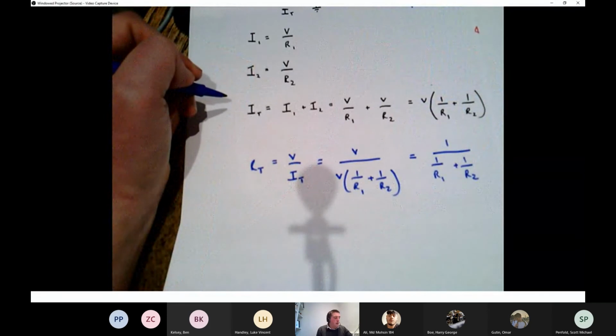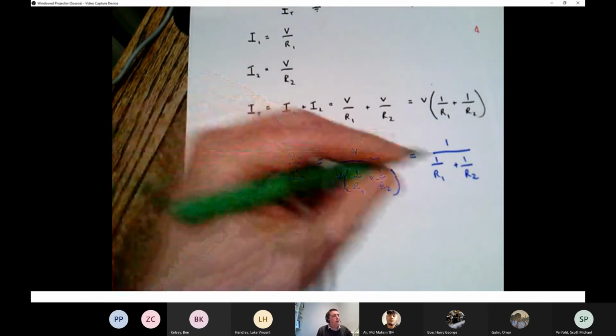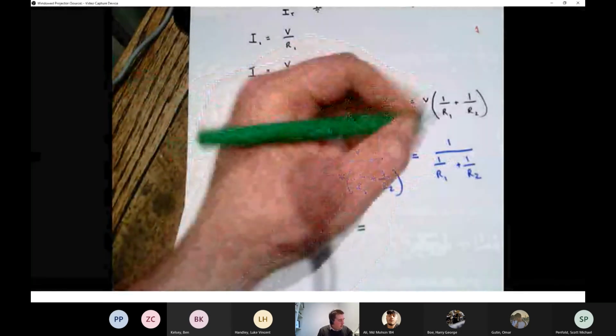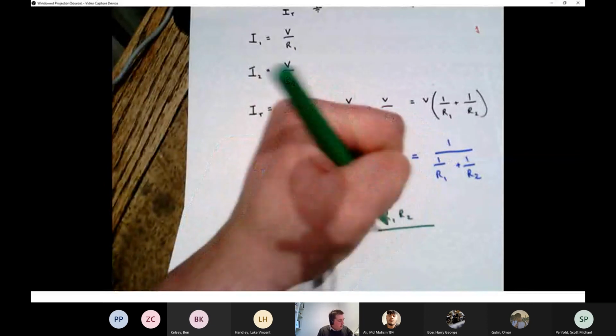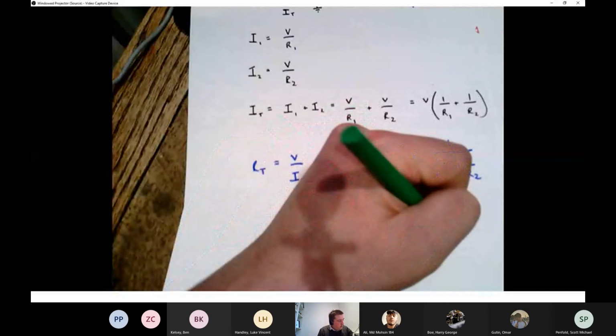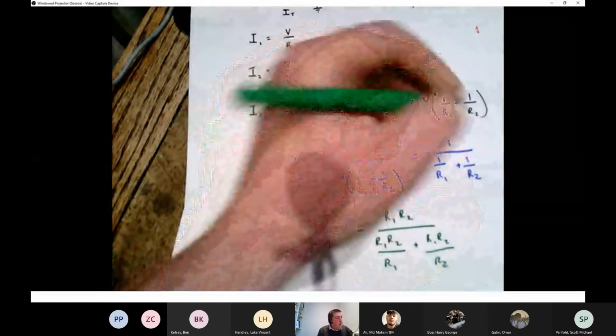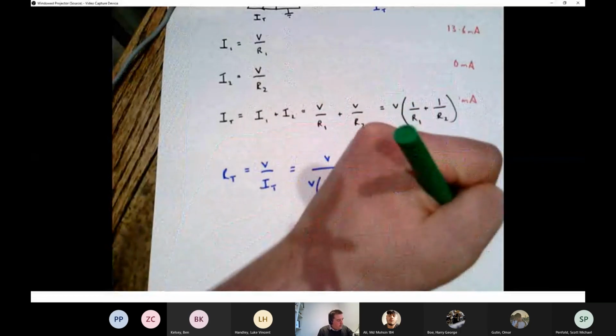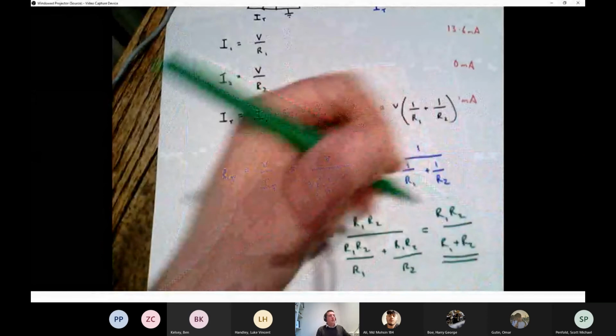And then this is the kind of tricky fractions within fractions thing that I think you've covered in maths, but is always slightly hard to remember what to do with. But what we can do is multiply top and bottom of this fraction by R1 R2. So this then equals R1 R2 divided by (R1 R2 over R1 plus R1 R2 over R2), which equals R1 R2 over R1 plus R2 when we rearrange it all.